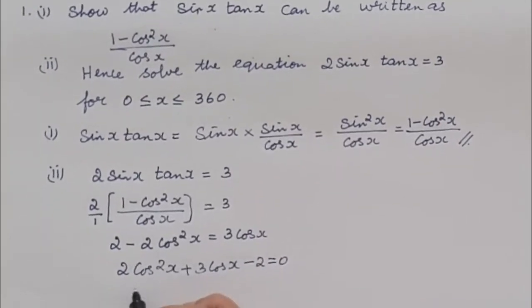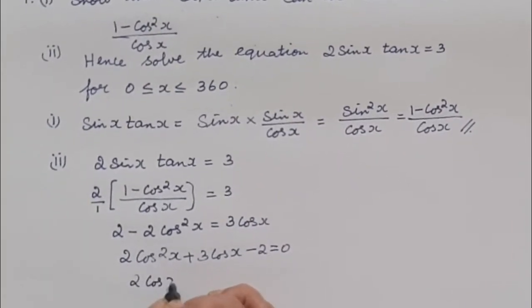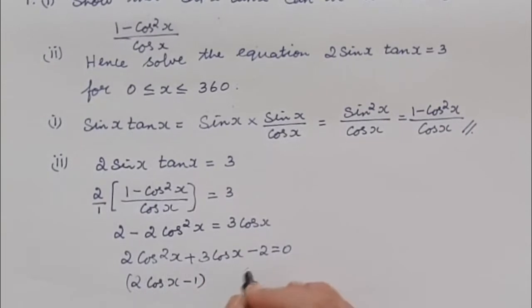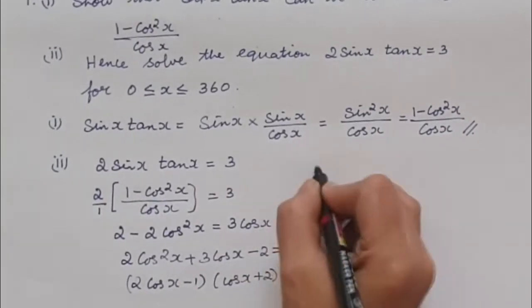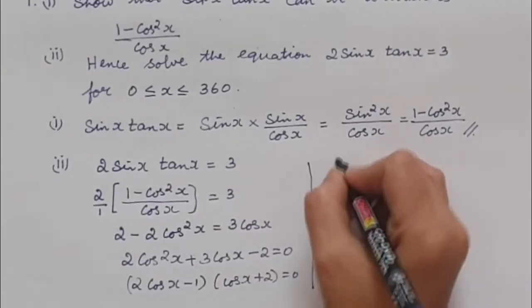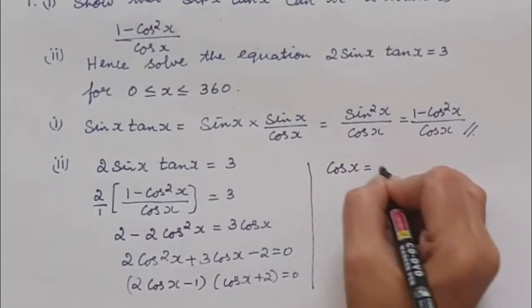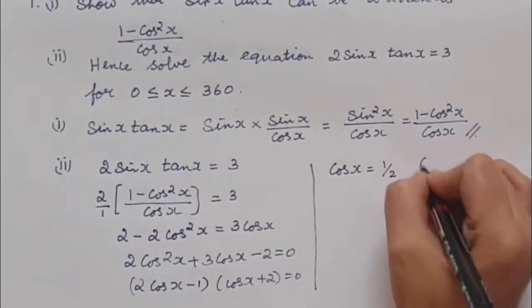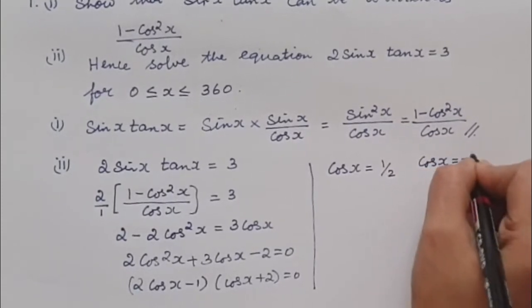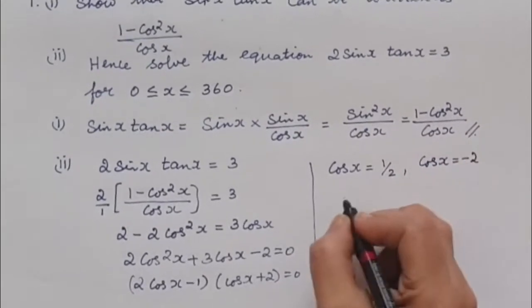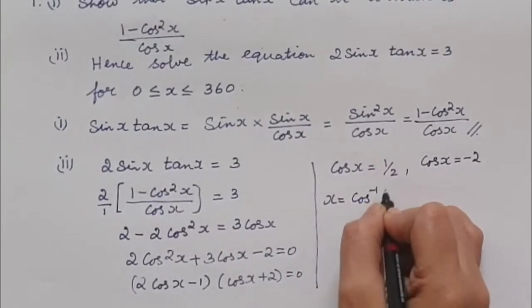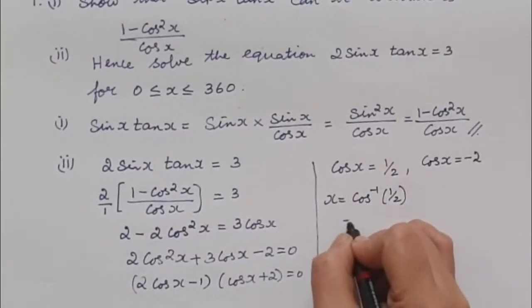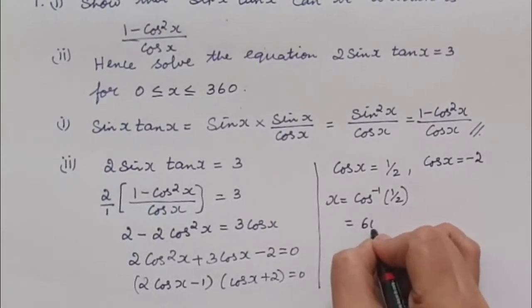So when we factorize it, we get (2 cos x minus 1) into (cos x plus 2) equal to 0. So we have cos x equal to half and cos x equal to minus 2. So now when cos x equal to half, x will be equal to our first value, cos inverse of half. Cos inverse of half is 60 degrees.